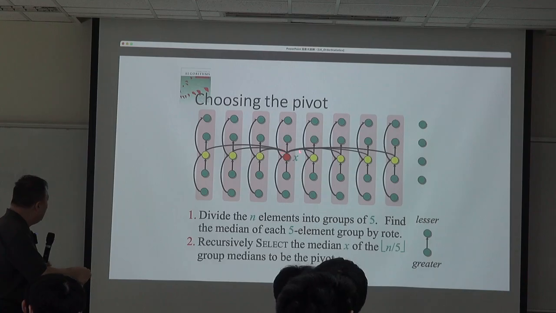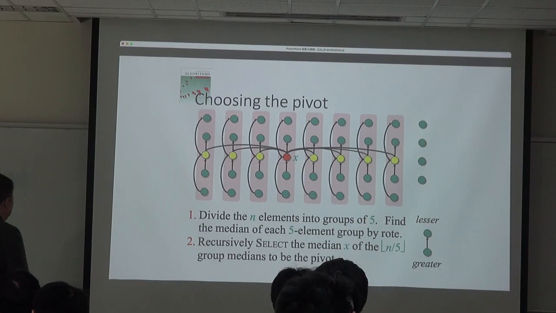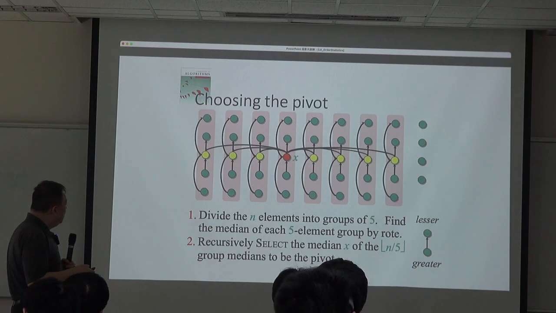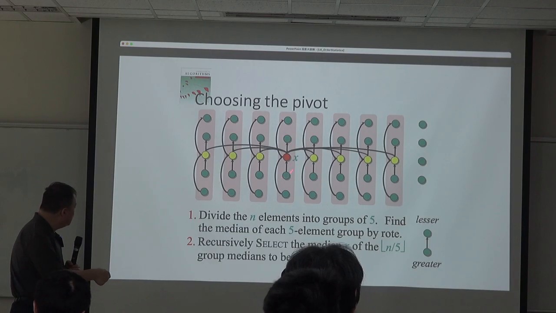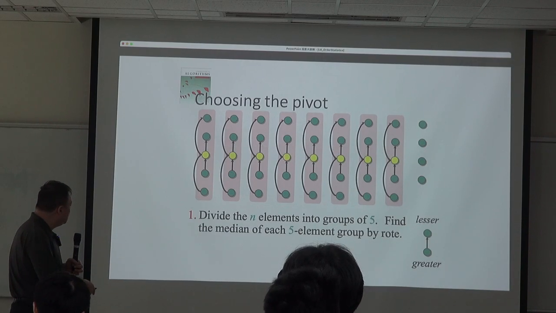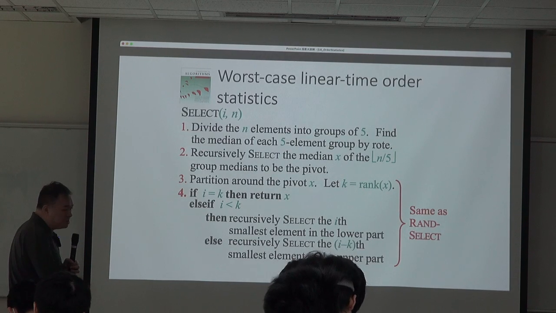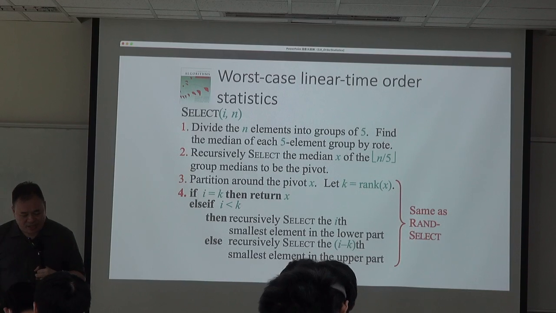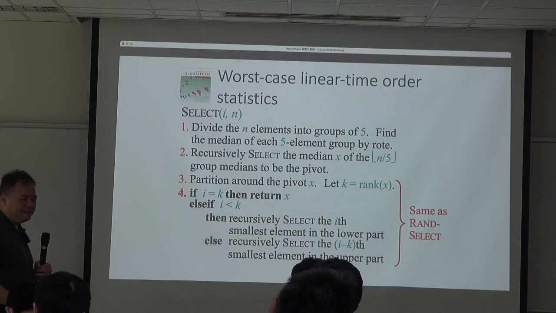So this red element, as I said, is the median of these medians, right? Okay, so if you agree with that, here we will try to use this one as a pivot for the rest of the algorithm, I mean step 3 and step 4. Basically we'll use that red element as the pivot. So why?